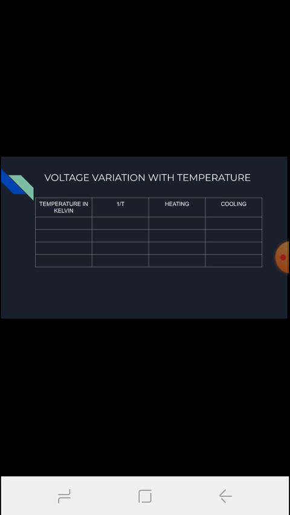This is how we record our observations for this experiment. The voltage variation with temperature is noted. The temperature is noted in Kelvin and we take the value 1 by T into 10 cube, which is represented in Kelvin inverse. We note the corresponding values of voltage for heating as well as for cooling.